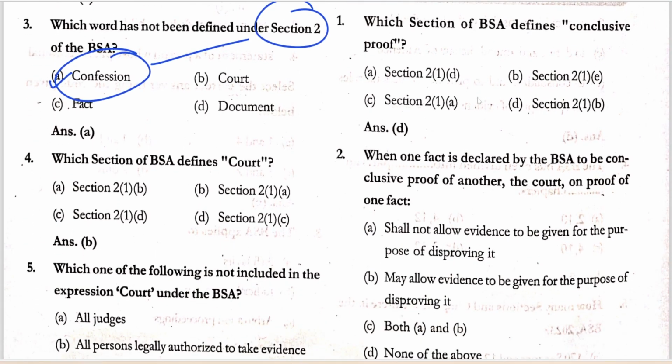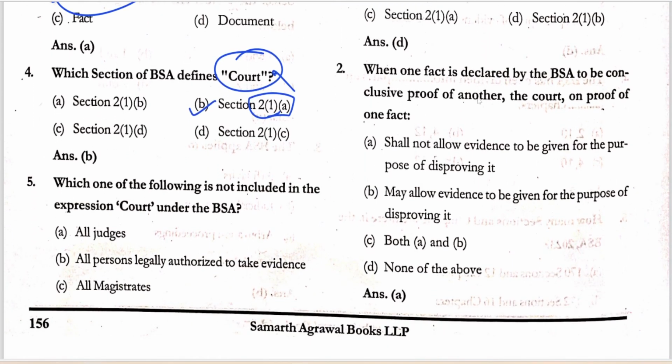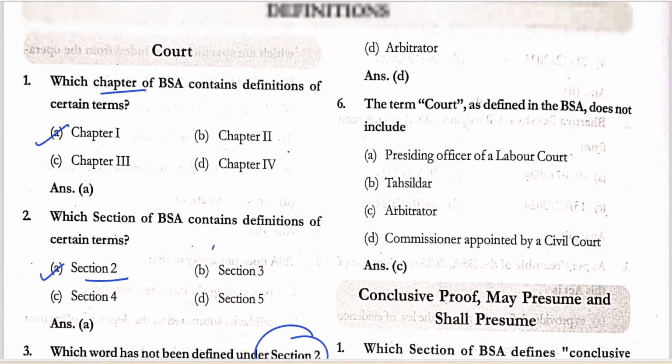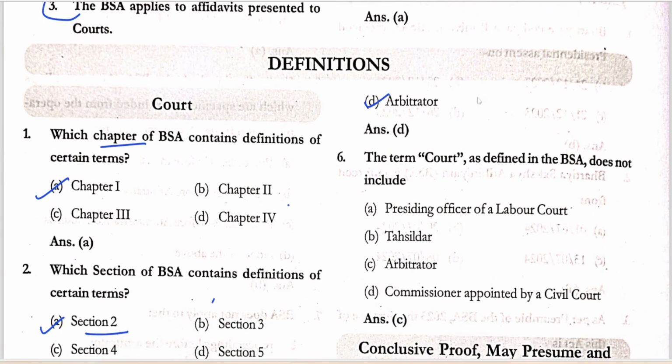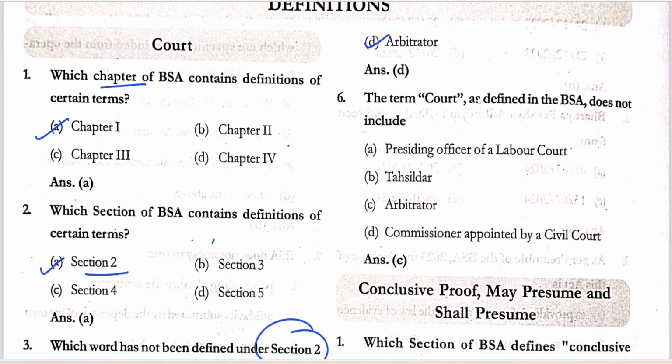Which section of the BSA defines court? 2(1)(a) में है, 2 का 1 का A है court. Which one of the following is not included in the expression court under the BSA? All judges, all persons legally authorized to take evidence, all magistrates. कौन इसमें included नहीं है? Arbitrator जो है included नहीं है. The term court as defined in the BSA does not include arbitrator. Arbitrator जो है वो court में नहीं है.